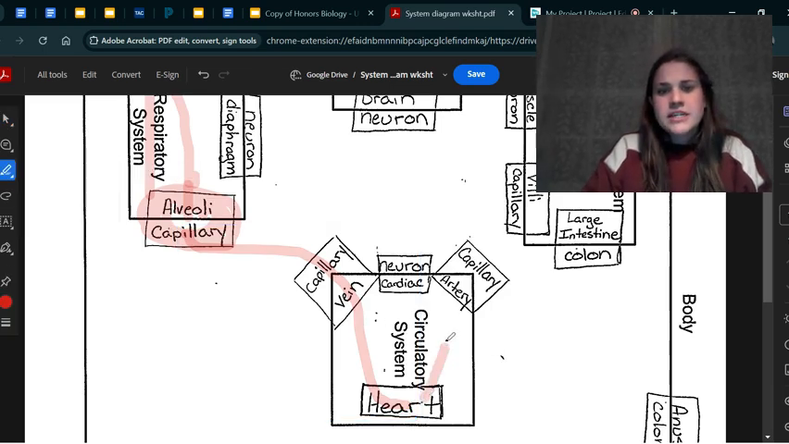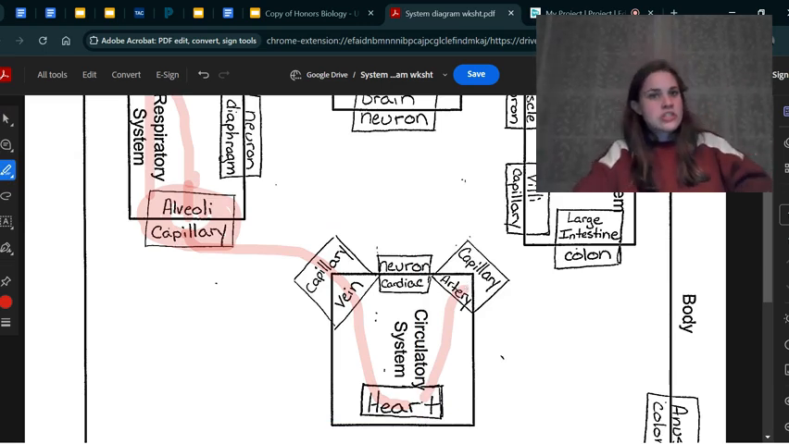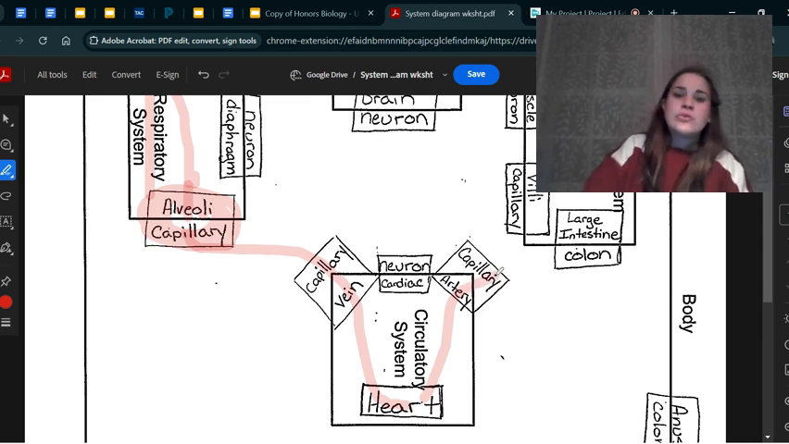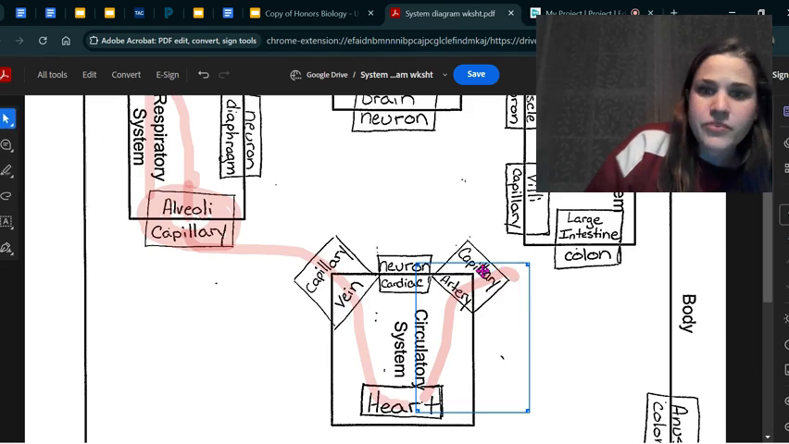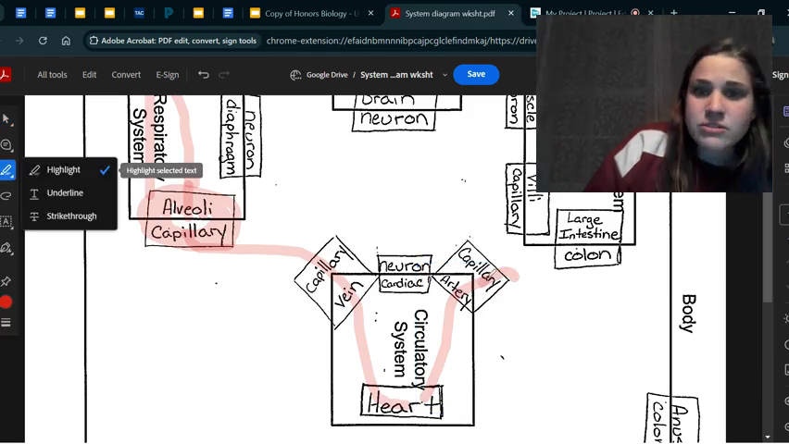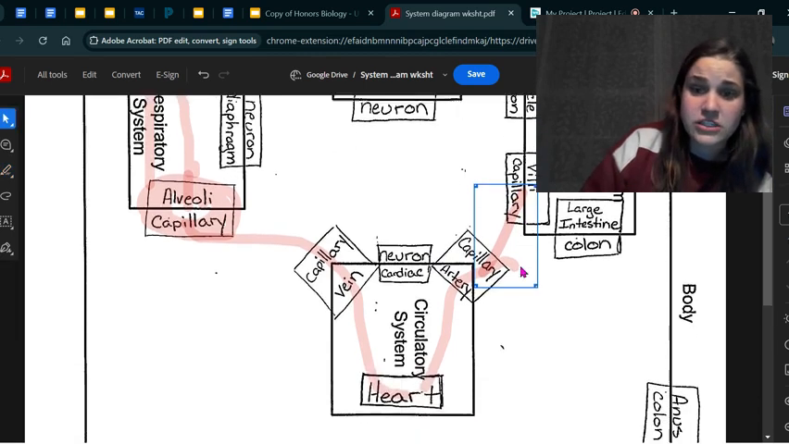From the heart, it's going to leave via arteries. Think A for away. It's like the highways leaving this heart distribution center, getting into the capillaries, then wherever it is that they're being dropped off. So some of this oxygen might go to this capillary here to provide oxygen to the digestive system.